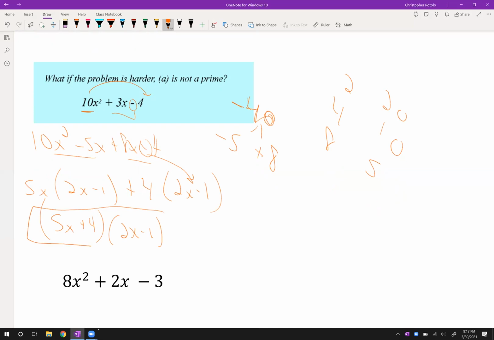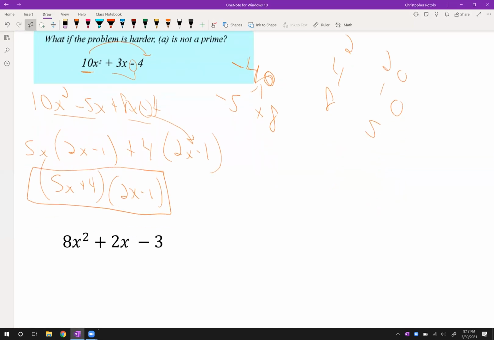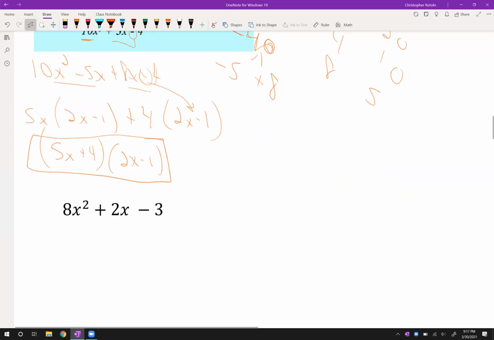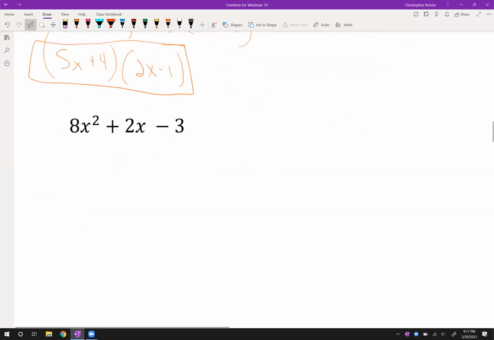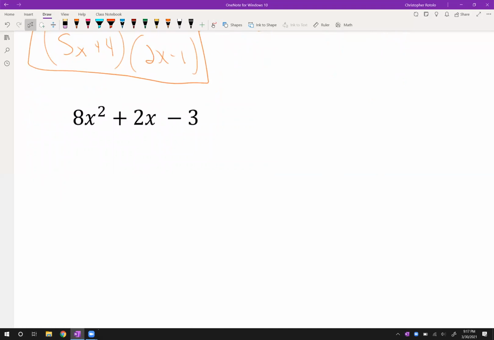Remember, I can always check these by foiling that back together. But I think I'm doing okay, so I'm not going to foil that just yet. But if you have any concerns, definitely foil it.